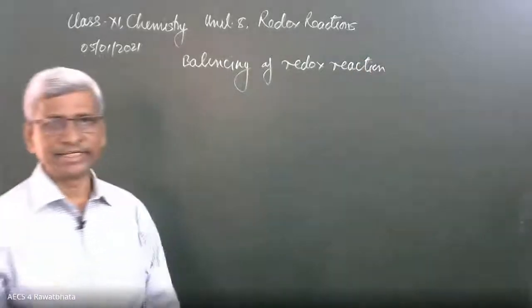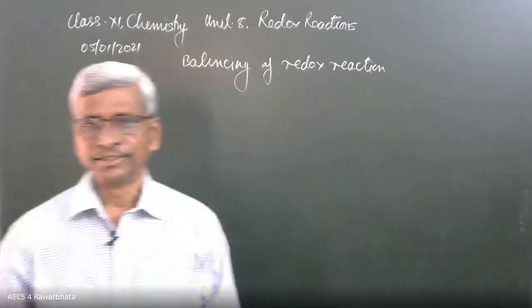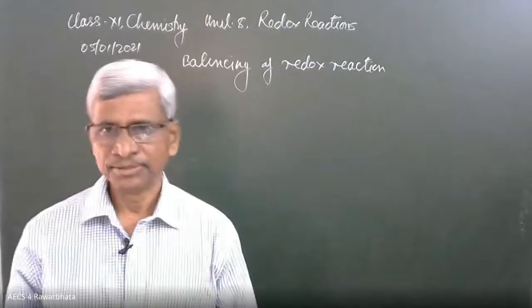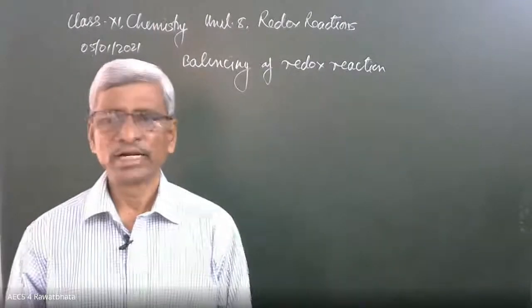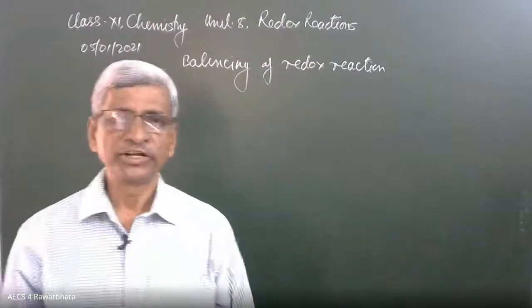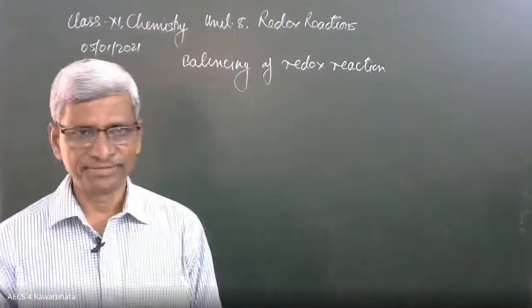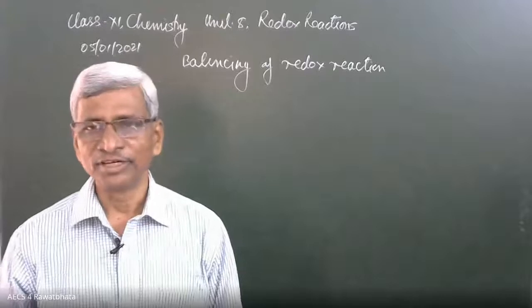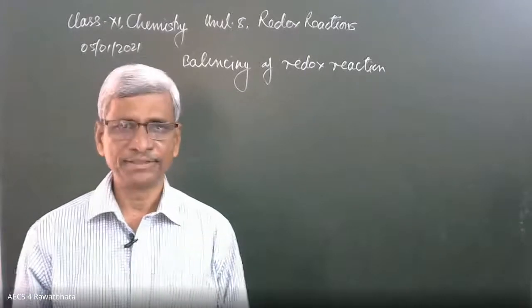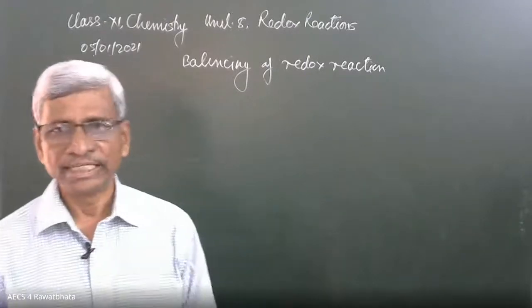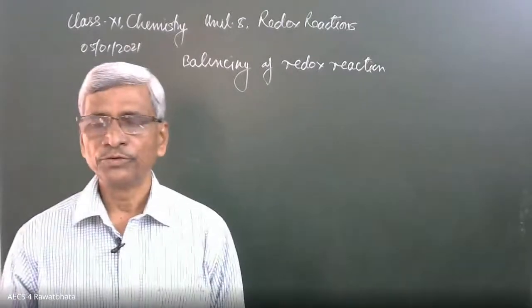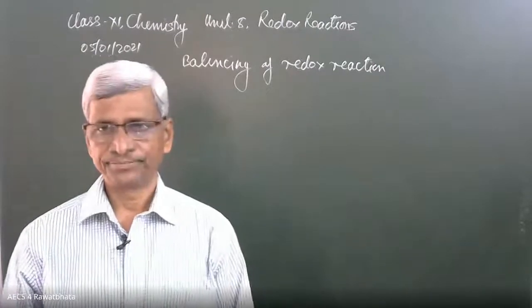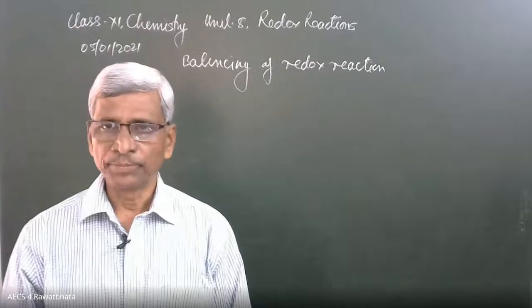You have balanced reactions in class, in exams, from lower classes itself. Hit and trial method is the most common method. But for redox reactions, hit and trial method is not applied easily. We can apply it, but it is not so easy. That's why we have to go through a systematic manner. We have to follow a particular sequence.